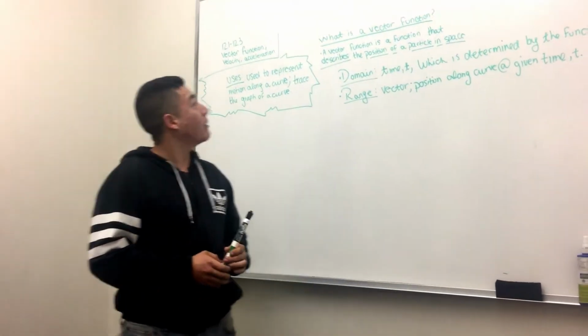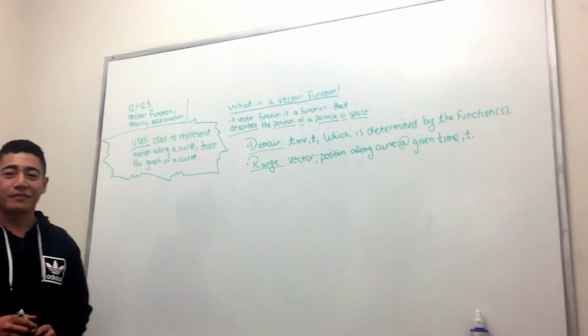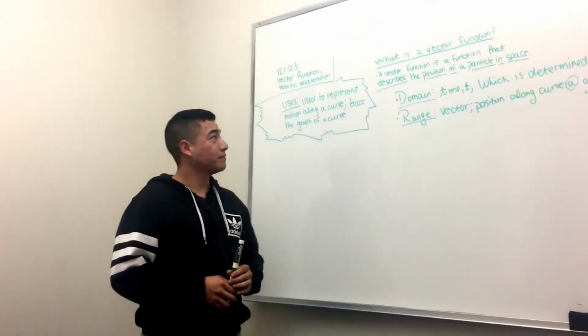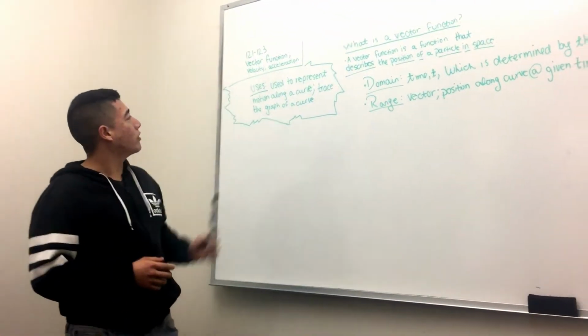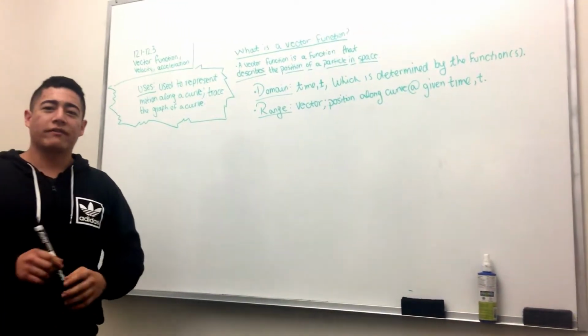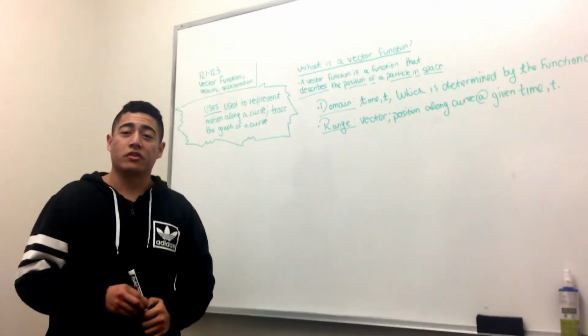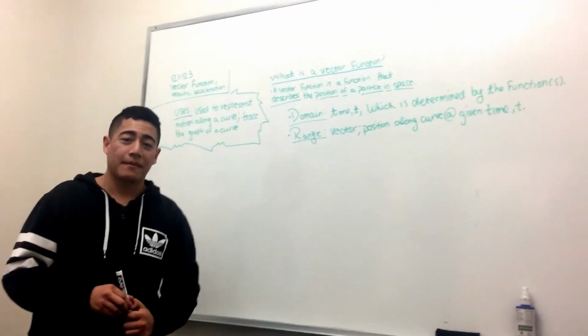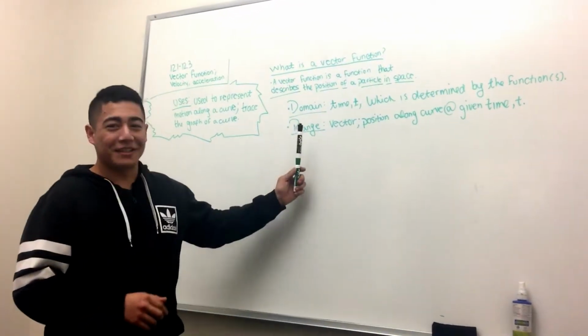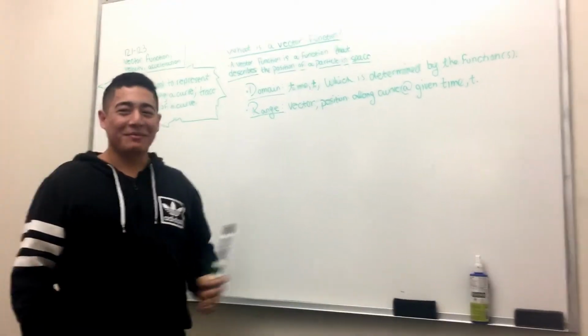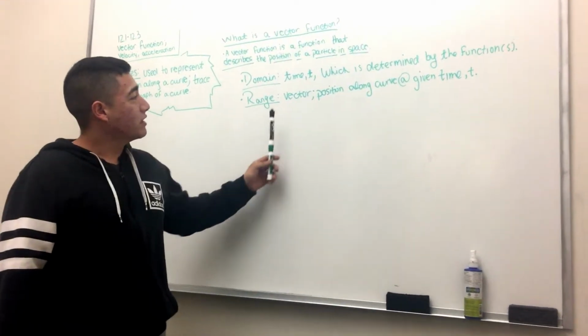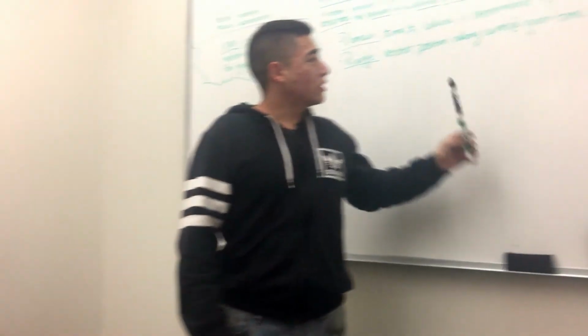Today we will be talking about vector functions, velocity and acceleration, section 12.1 to 12.3. So first, what is a vector function? A vector function is a function that describes the position of a particle in space. The domain is time, which is determined by the function, and the range is the vector and the position along the curve at any given time.